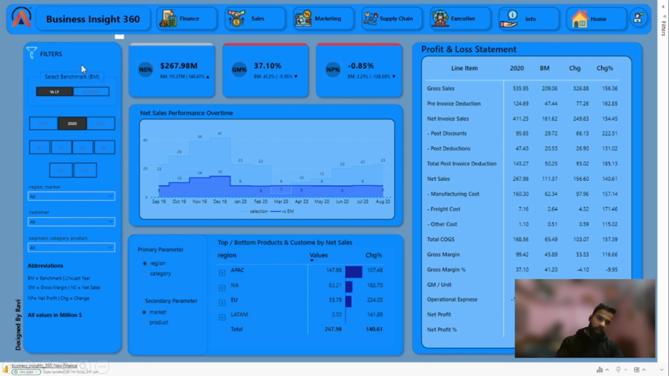Okay, on the left side, this section is related to the time filter. Here we have last year versus target year, and a selected year like 2019 to 2021. We have a quarter, we have year to date and year to go.